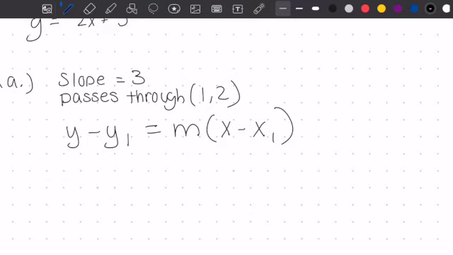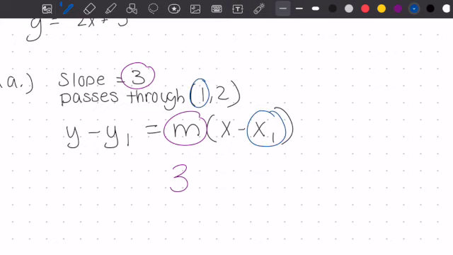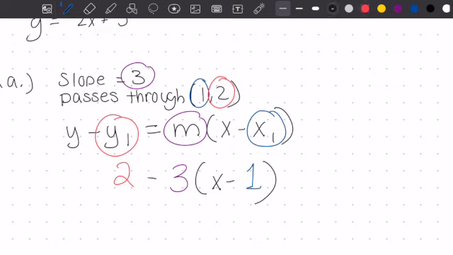So I'm going to plug in what I know. So my slope, that gets plugged in for m. So it's 3. My x value gets plugged in here. So this is bracket x minus 1. And then my y value gets plugged in over here. So this is y minus 2. That should have been an equal sign. Sorry.